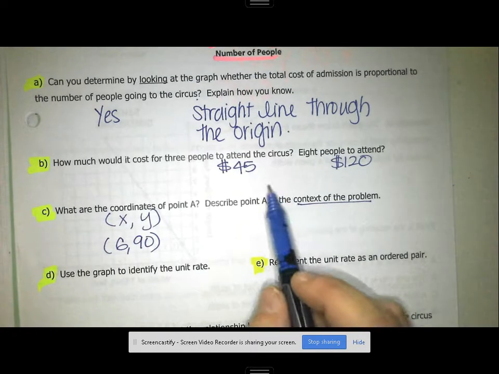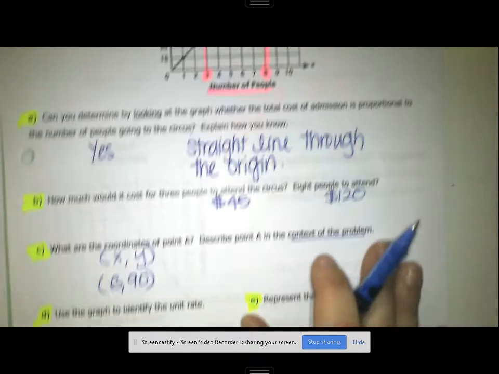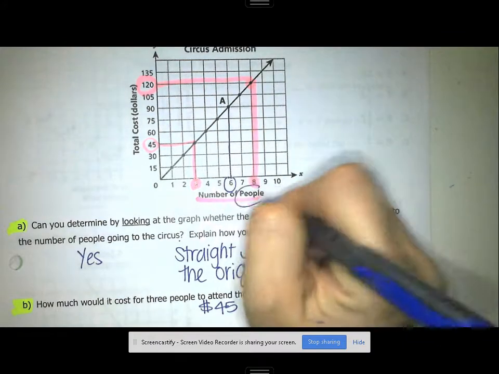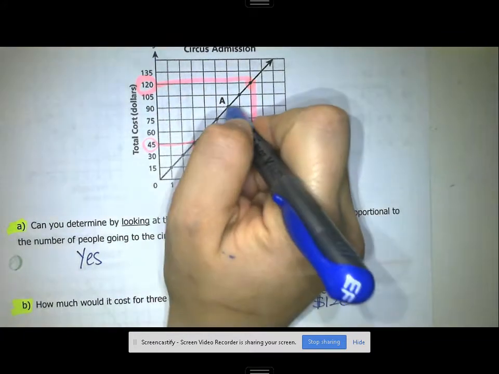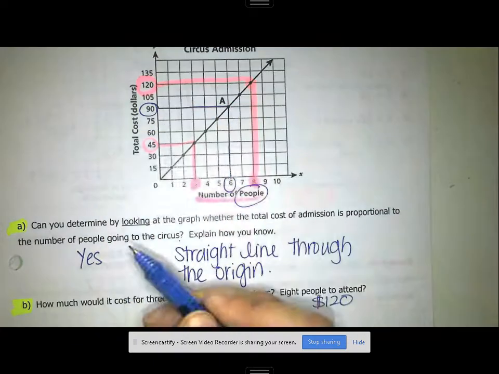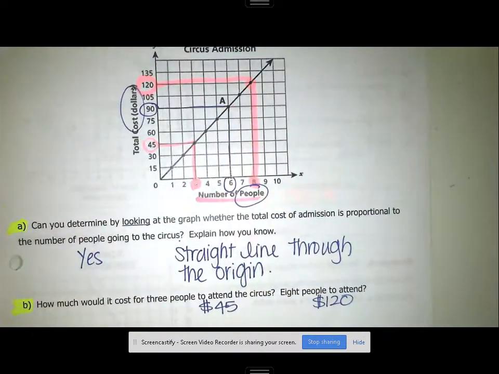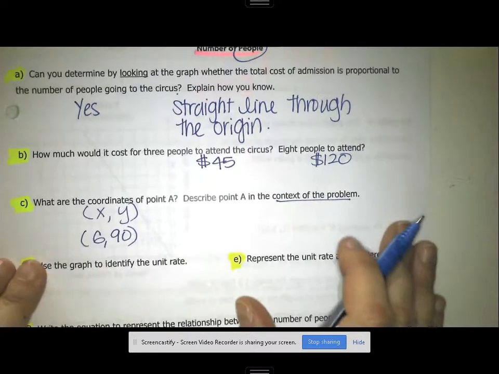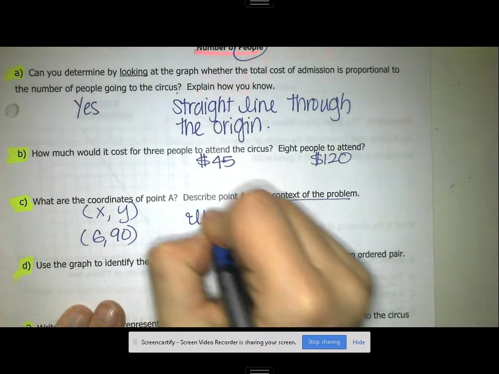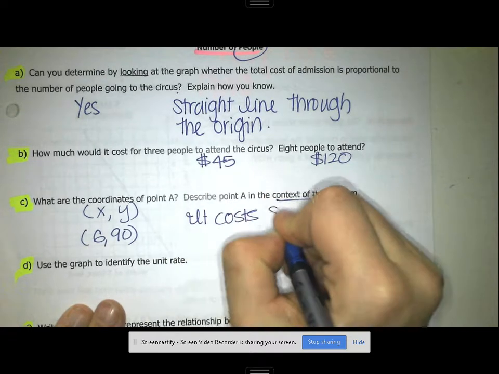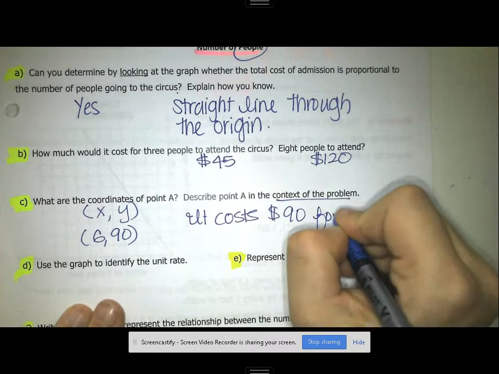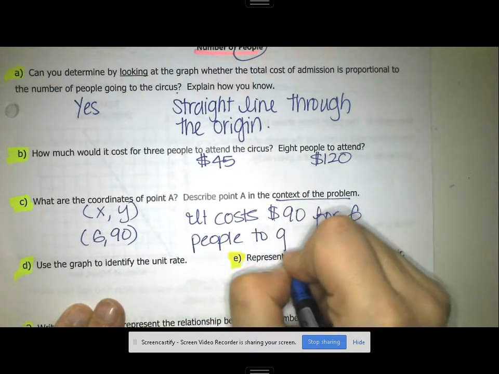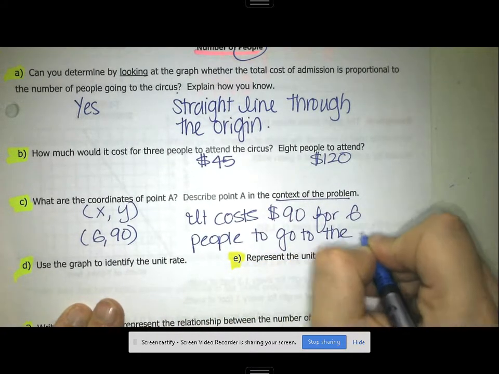And then what does this mean in the context of this problem? Well, let's see. For 6 people, it costs $90 to go to the circus. So I'm going to say it costs $90 for 6 people to go to the circus.